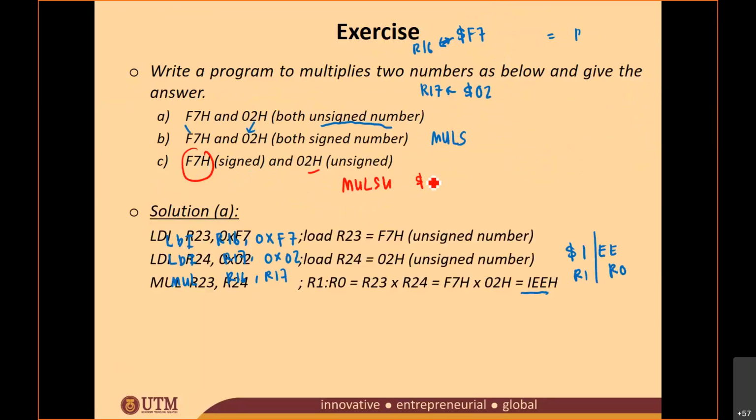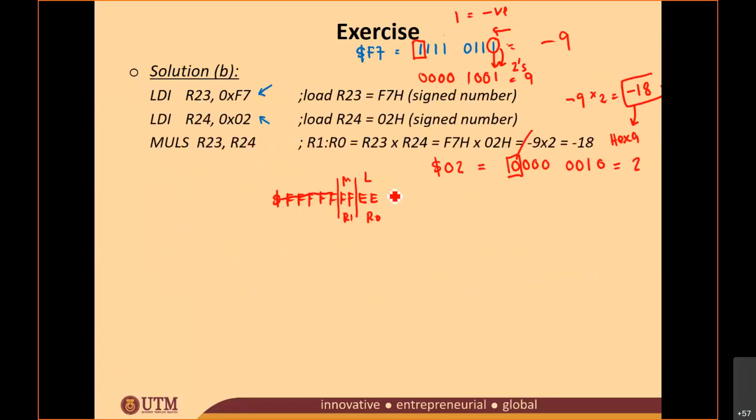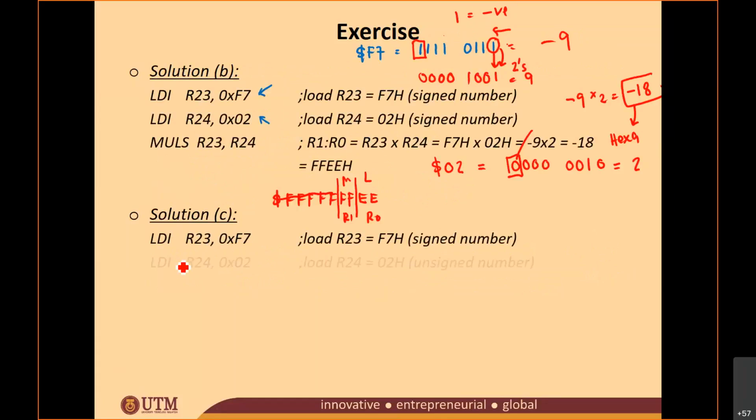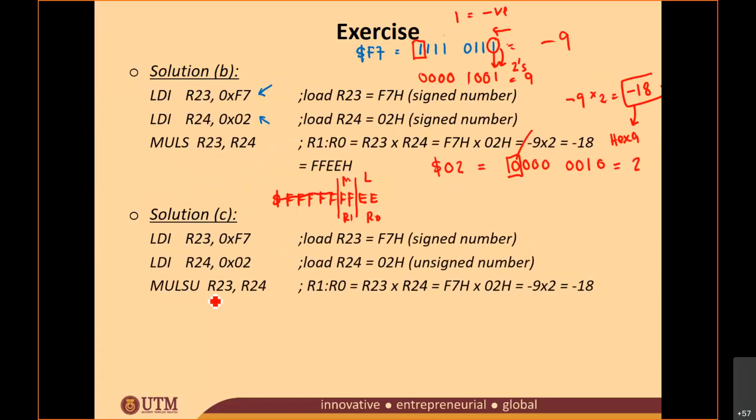This is the R that has the F7, and then the second one here followed by the R that has the 02, because we need to follow this order: S and then after that U. So you write down LDI R23, 0xF7, LDI R24, 0x02, and then MULSU. Make sure that this is R23 and this is R24, so make sure that the position is correct.